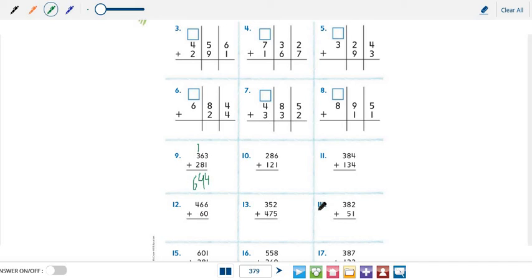Let's solve question number 14. 382 plus 51, a 3-digit number and a 2-digit number. 2 plus 1 equals 3. 8 tens plus 5 tens equals 13. We have to regroup again. So 3 here and 1 for hundreds. 1 plus 3 equals 4. So the sum is 433.